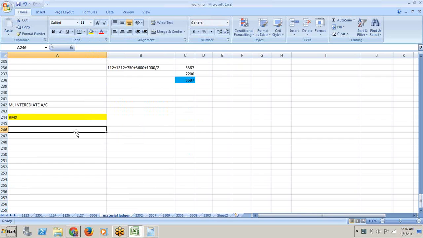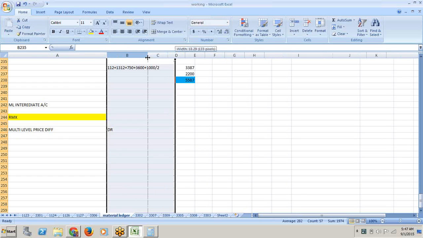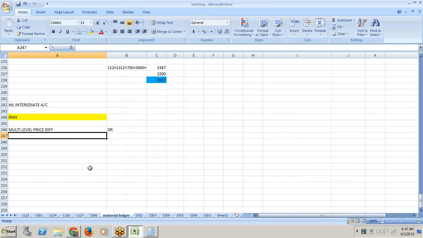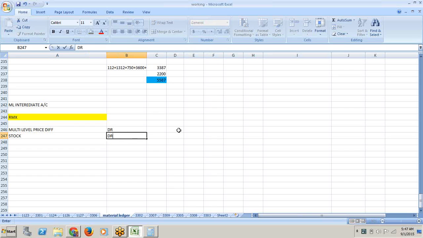So it will debit multi-level price difference. One account we are using is multi-level price difference. The multi-level price difference account will be debited, and it will credit the stock account. Okay, stock we are having, right? So it will debit stock only. Here 9 kgs we have consumed. 1 kg is still there in stock.